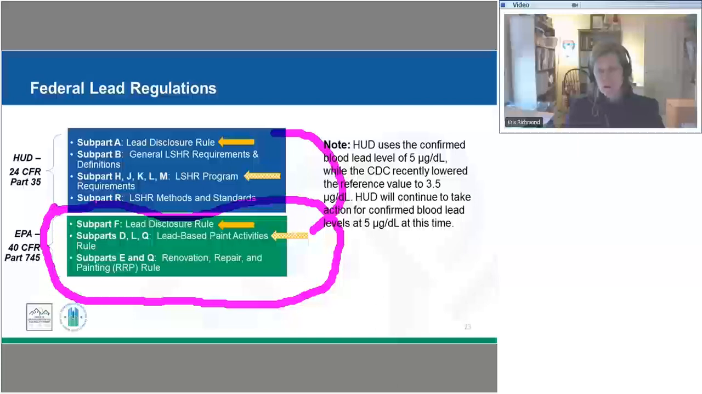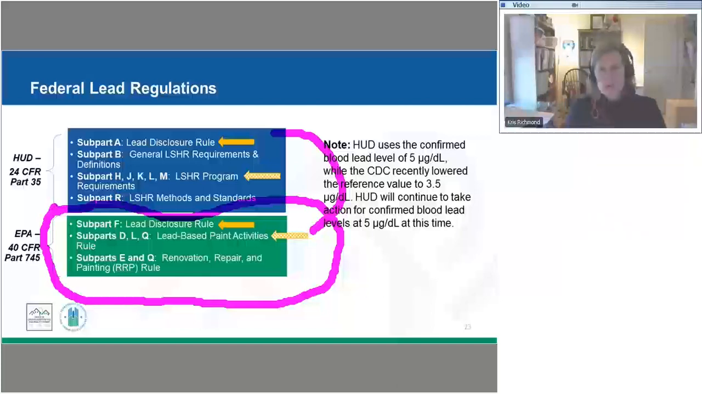So we went over RRP quite a bit, talking about the different safe practices that need to be followed now by renovators or anyone doing any type of repair and painting if the area is larger than the HUD de minimis. So Les went over that quite a bit yesterday.